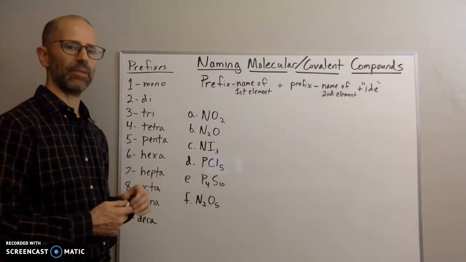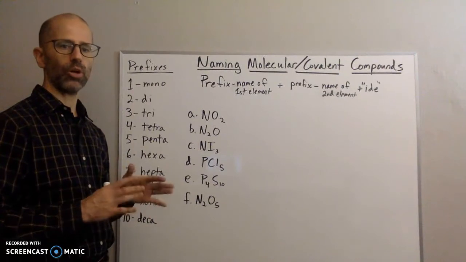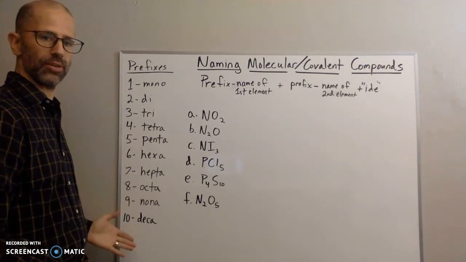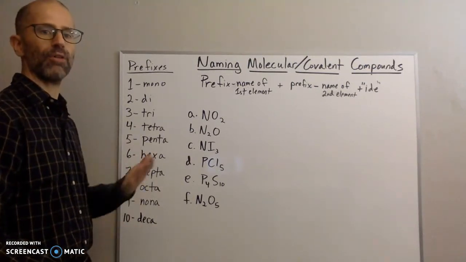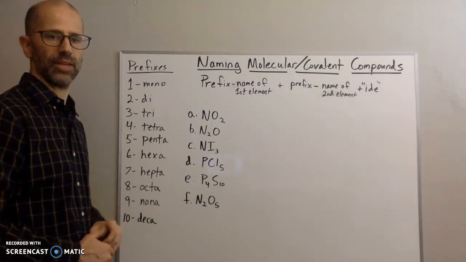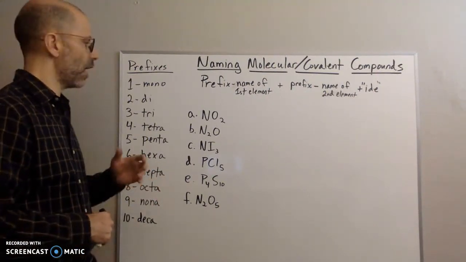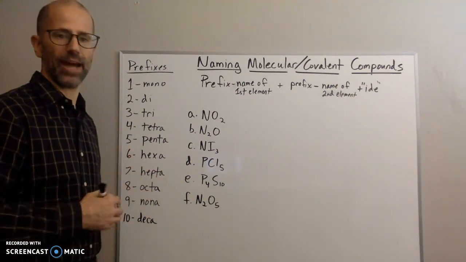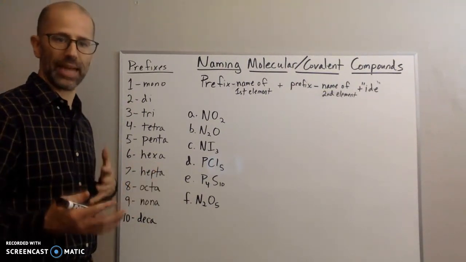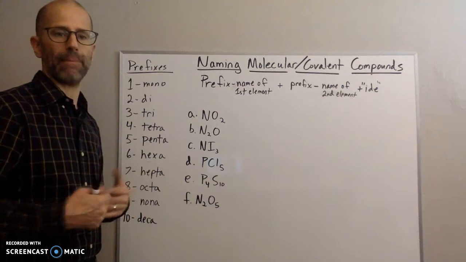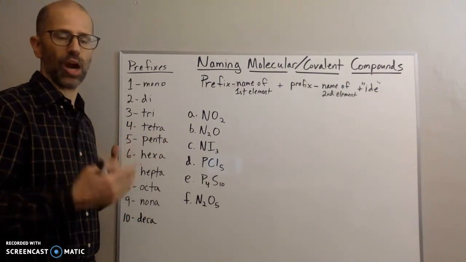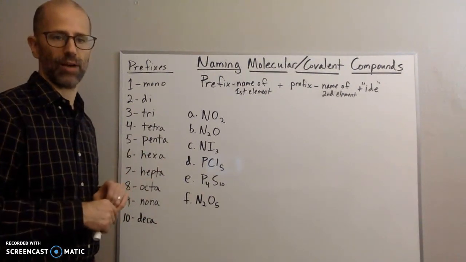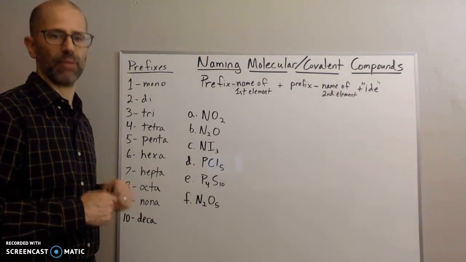And the way we're going to name this is really simple. All we're going to do is we're going to use our Greek prefixes in order to identify the number of atoms of each of the elements. That's it. So in an ionic compound, we don't need to identify the number of atoms in the compound because we already know that based upon the charge, the balance of charge, and the formula for polyatomic ions. So we don't need to figure that out. We can figure that out from the name of the ions.